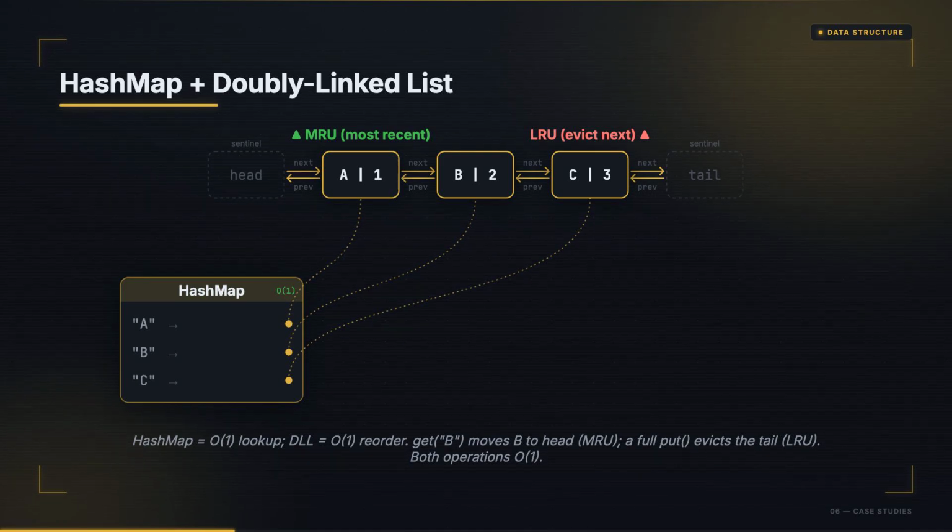On get, look up the node, move it to head. O(1). On put, create a node, add to head, store in map. If over capacity, remove the tail and remove it from the map. O(1). Every operation, constant time.